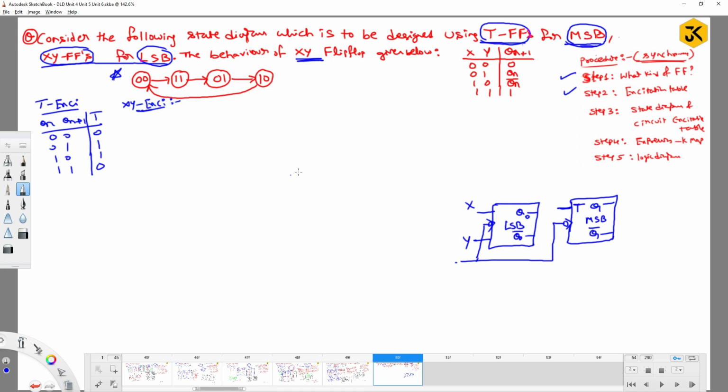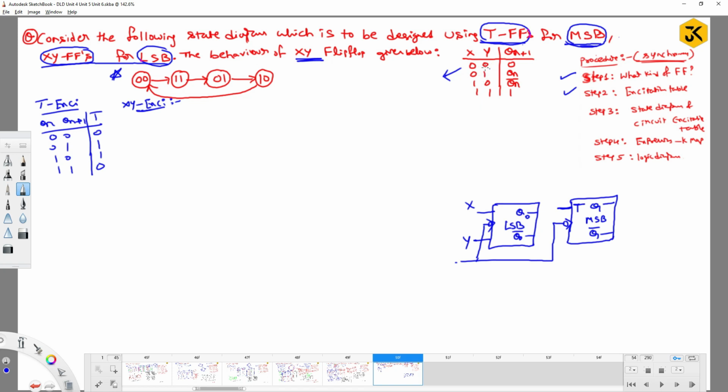Excitation table for the XY flip-flop. How can we construct the excitation table for the XY flip-flop? You have to know its characteristics, right? So for that they have given the function table already. From the function table, guys, this kind of question we have seen earlier, right? So you have to implement some kind of XY flip-flop using a JK flip-flop. In that situation we have seen this particular procedure. You can go through the earlier video, you can get the idea, right?